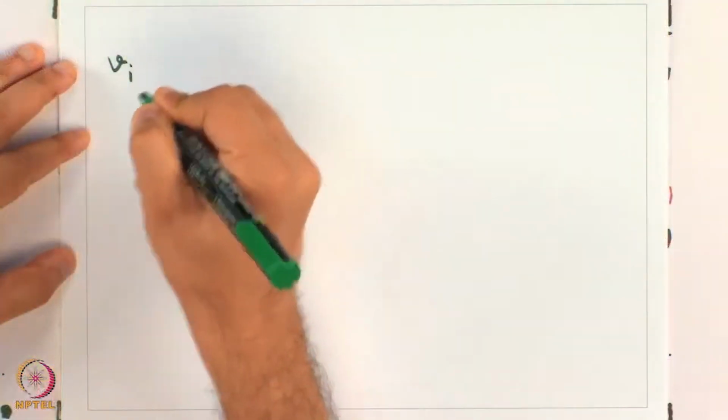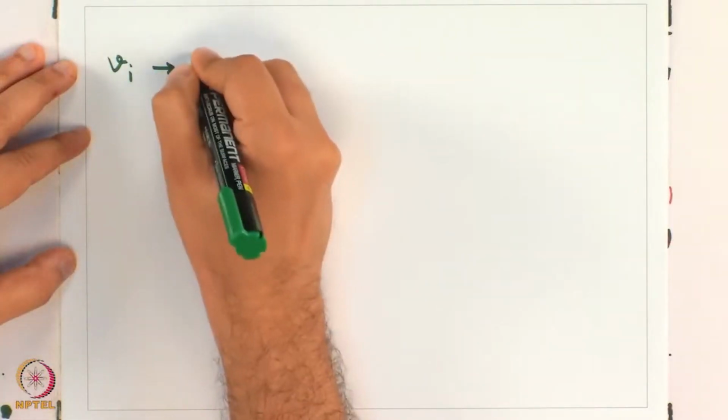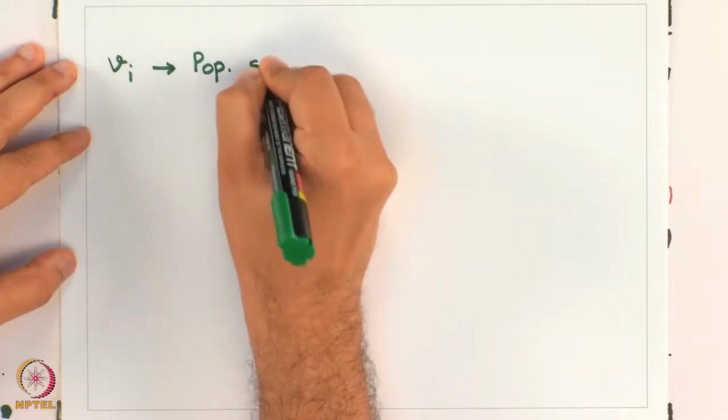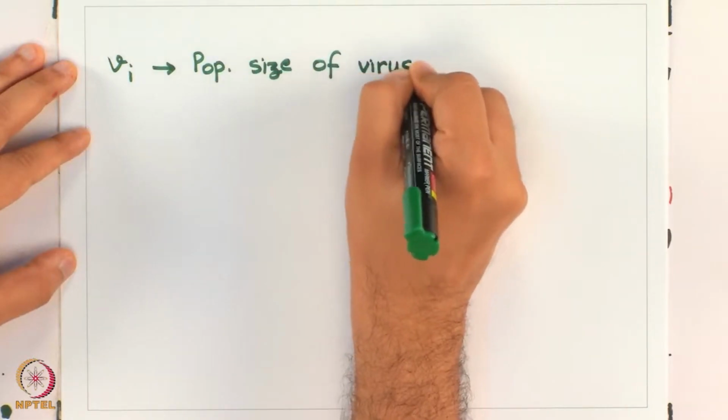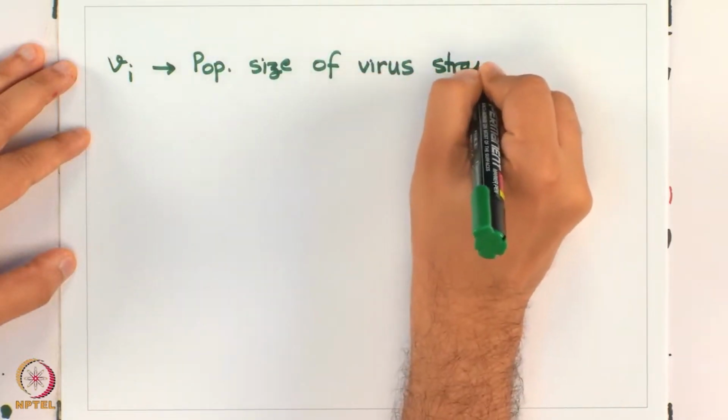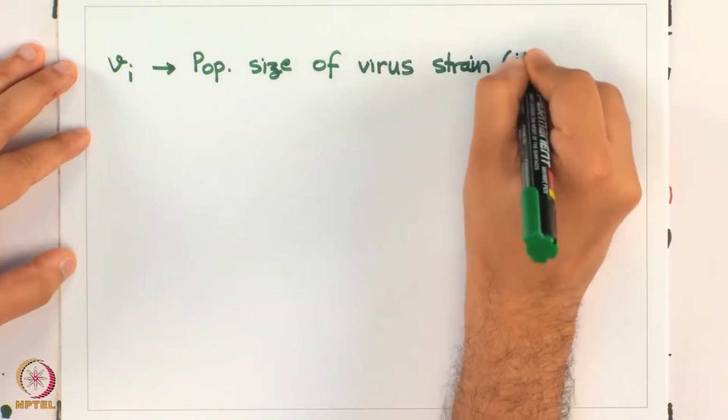So let us start this, and in the most basic form, what we are going to assume is just two variables. One is the virus numbers, and the second is the immune system's response associated with that amount of virus being present inside the host. Let us represent those quantities by two variables. Let us call this Vi, which represents the population size of one particular virus strain. Let us call this the ith strain.